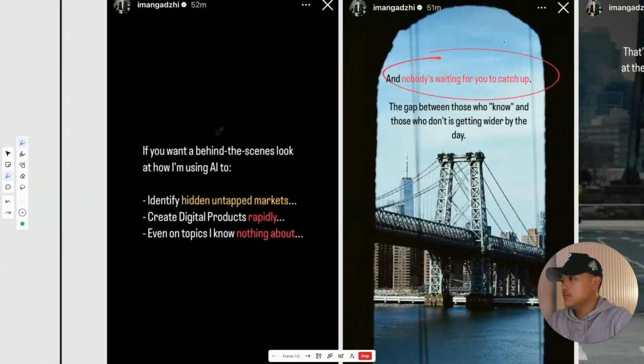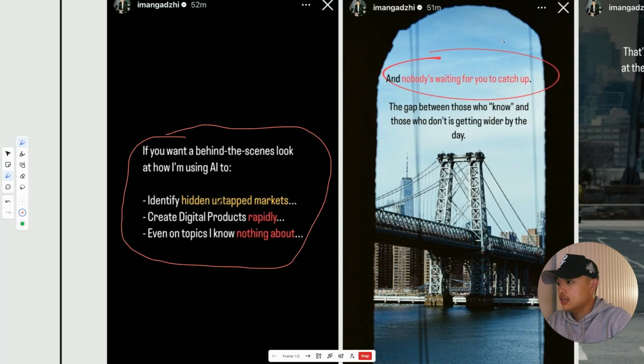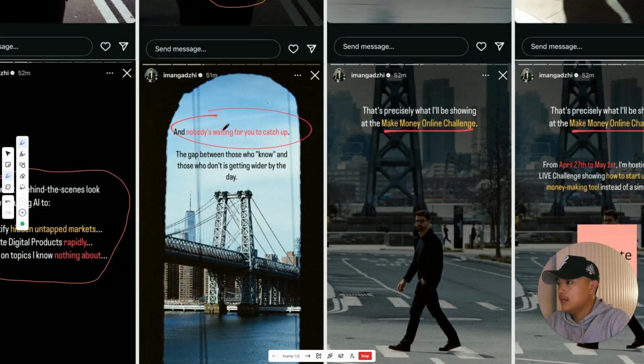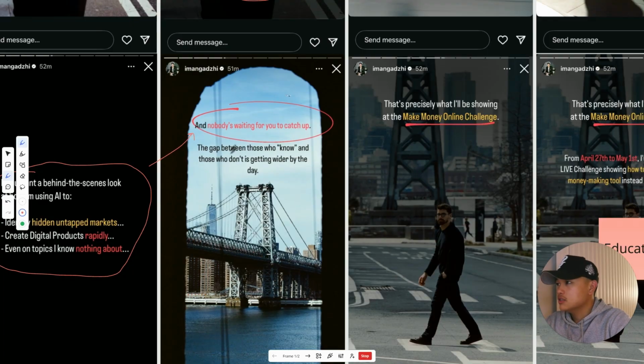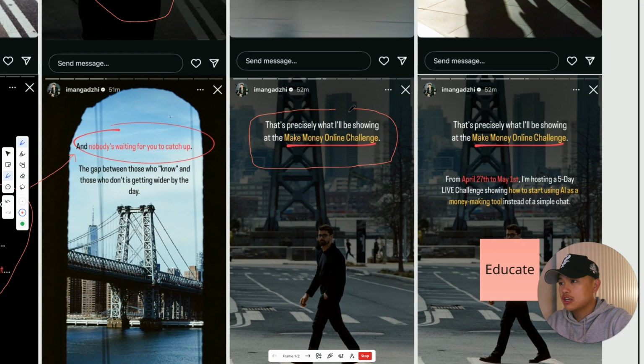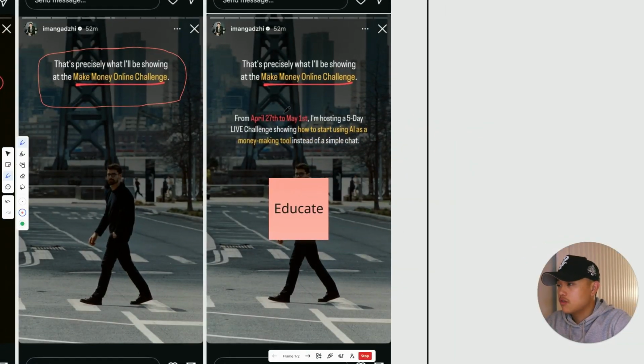And so, obviously he mentioned something like, if you want a behind the scenes look at how I'm using AI to identify hidden untapped markets, create digital products rapidly, even on topics I know nothing about. And he also adds a sense of scarcity here, saying and nobody's waiting for you to catch up. The gap between those who know and those who don't is getting wider by the day. Basically pushing people to get a sense of FOMO, or the fear of missing out if you don't know. And he mentions that everything he's talking about is what he's going to be showing at the Make Money Online Challenge.